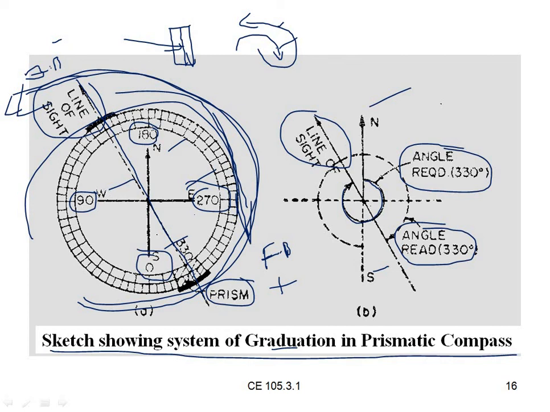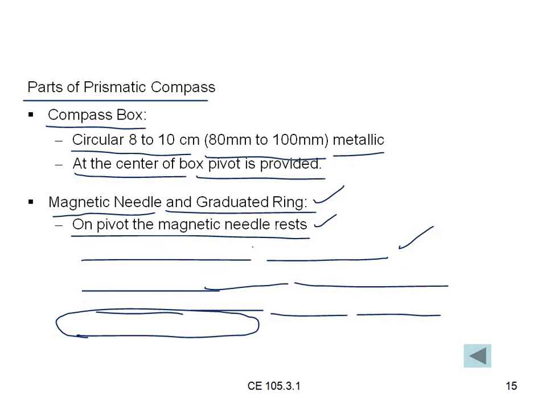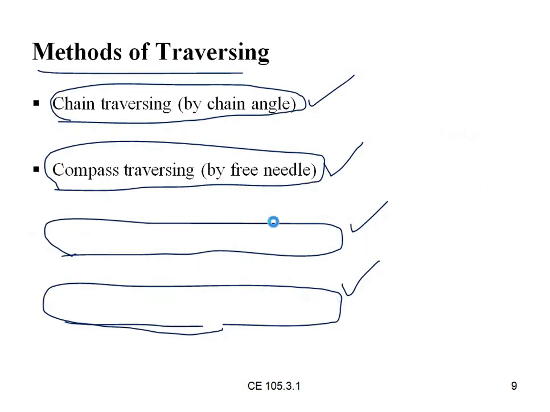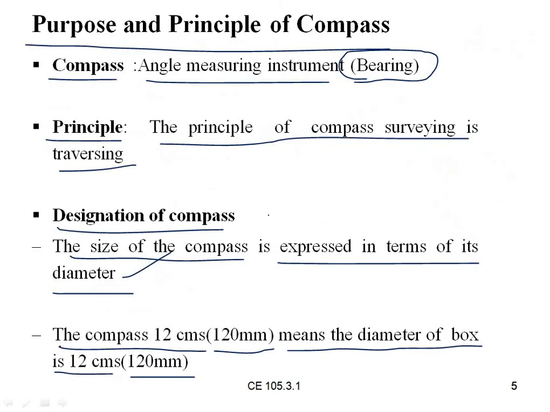So in order to avoid the local attraction, we will be taking proper care while doing the compass survey. That's why we will be following the principles of compass survey. So the principles of compass survey, we can see this one. These are the principles, that is traversing. The principle of compass is traversing.